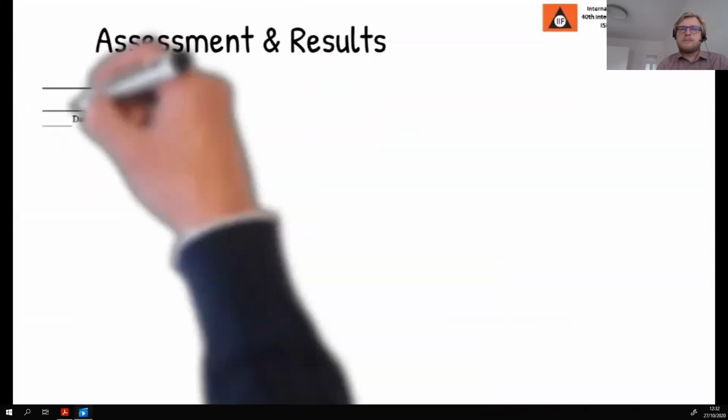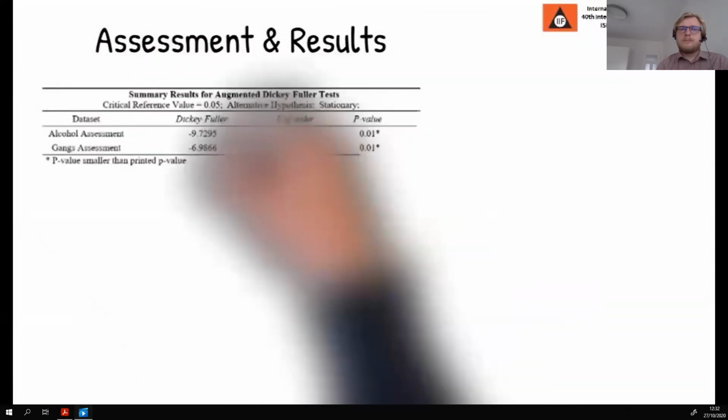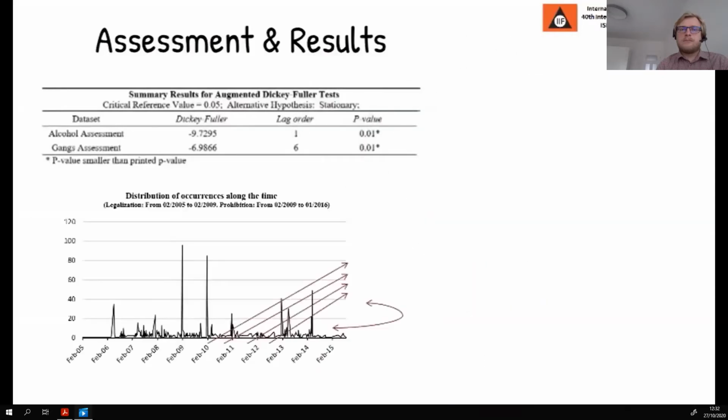About the assessment results, we first wanted to investigate the stationarity property of the process, and we did so by analyzing the augmented Dickey-Fuller test results. For both types of assessments, the alcohol assessment and the football firms, or football gangs, assessment, both reported a p-value below the significance level, which supports the rejection of the null hypothesis, favoring the alternative hypothesis of stationarity.